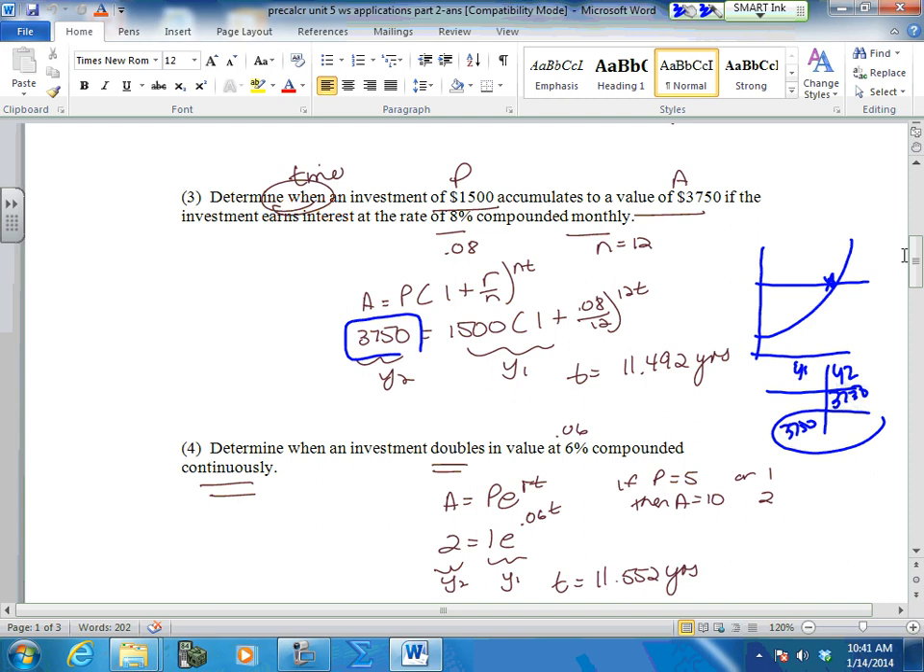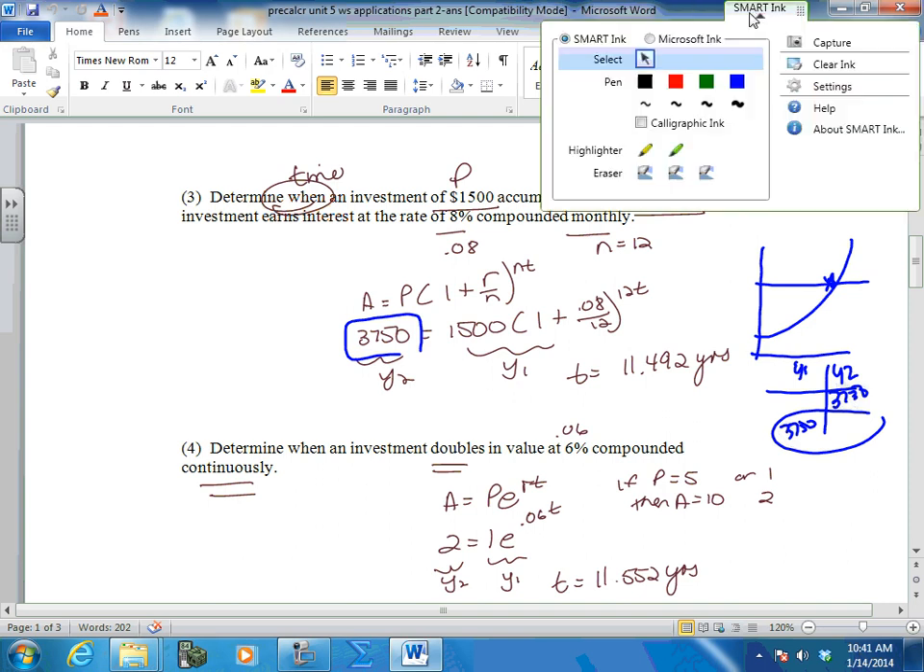Yes? You just said that we could put 12, right? You could put 12 years. No, 3 decimals. Money is 2 decimals, time is 3 decimals. Okay. Any questions? You tell me where your questions are. 4. Okay. Let's take a look at what 4 looks like.